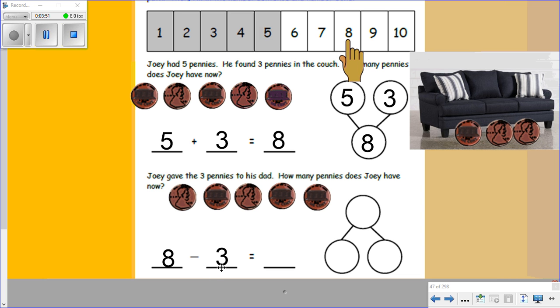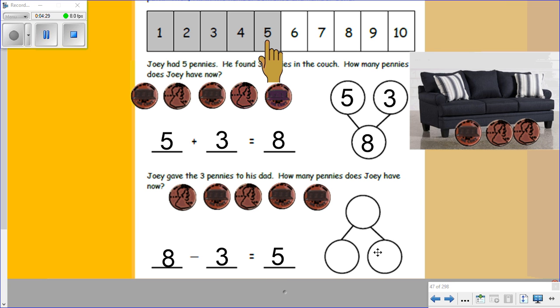8 minus 3. Now let's look at how we would do this on a number line. Here's the 8, and if we are subtracting, you don't go this way to get bigger. Subtraction means some of them have gone away, so the numbers are going to get smaller. We're at 8, and he gave away 1, 2, 3 pennies, and now we are at number 5 to show that's how many pennies are left. 5 pennies are left. So you should have written 8 minus 3 equals 5.